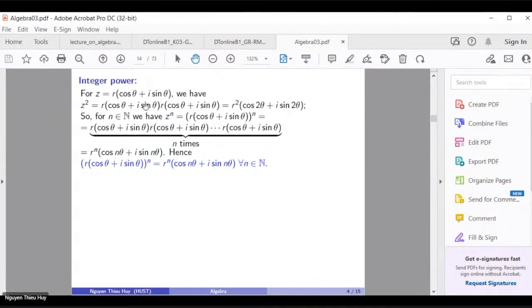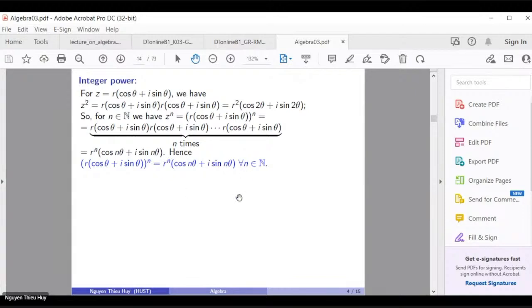This is the same way as what we are doing here, but the only thing is you have more terms. So you have more theta and you have more r, and you obtain exactly n number of r and n times theta. Exactly, you have r to the n and cos n theta plus I sine n theta here. Right? So you are done. So you obtain this formula, true for all n in the set of natural numbers. In the case n equals 0, it means that something to the power 0 is 1.